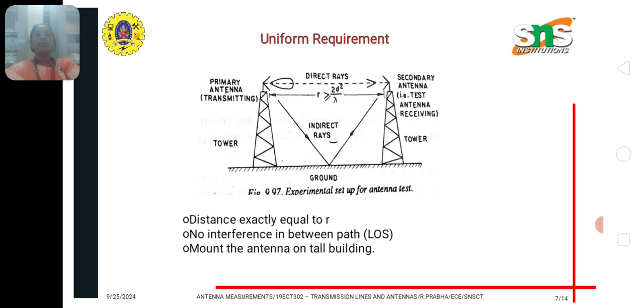The height must be the same. There are two types of rays available. One is the direct rays, which go directly from the transmitting antenna to the receiving antenna, and the other is the indirect rays. The indirect rays are obtained from the transmitting antenna reaching the ground, and from the ground they are reflected back and reach the receiving antenna. So these are the two types of rays. At the secondary antenna, that is the antenna under test, the total antenna radiation is calculated by adding the direct rays and the indirect rays. Here the distance must be made equal to r, and r should be greater than 2d squared by lambda. There should be no interference in between the paths, that is line of sight. And they mount the antenna on a tall building. So this is nothing but the uniform requirement of the radiation pattern measurement.